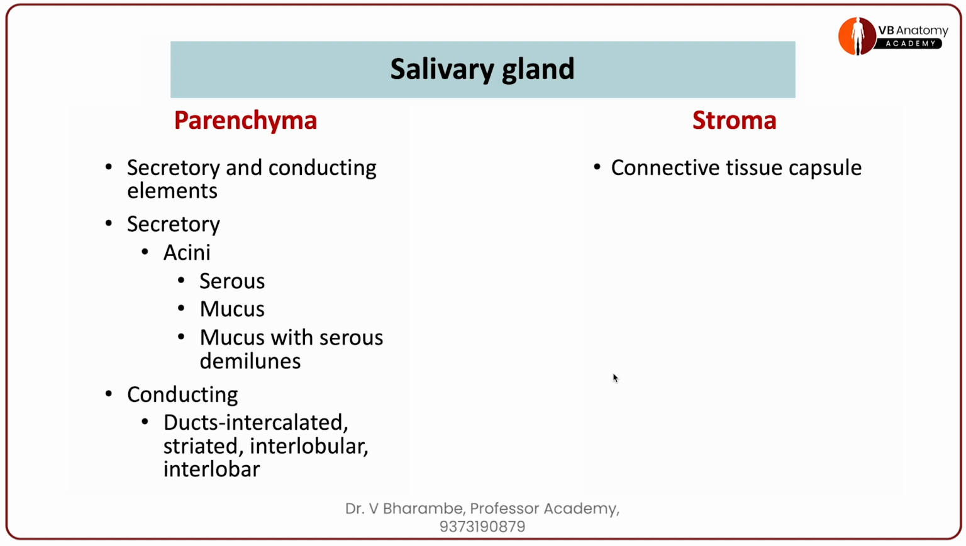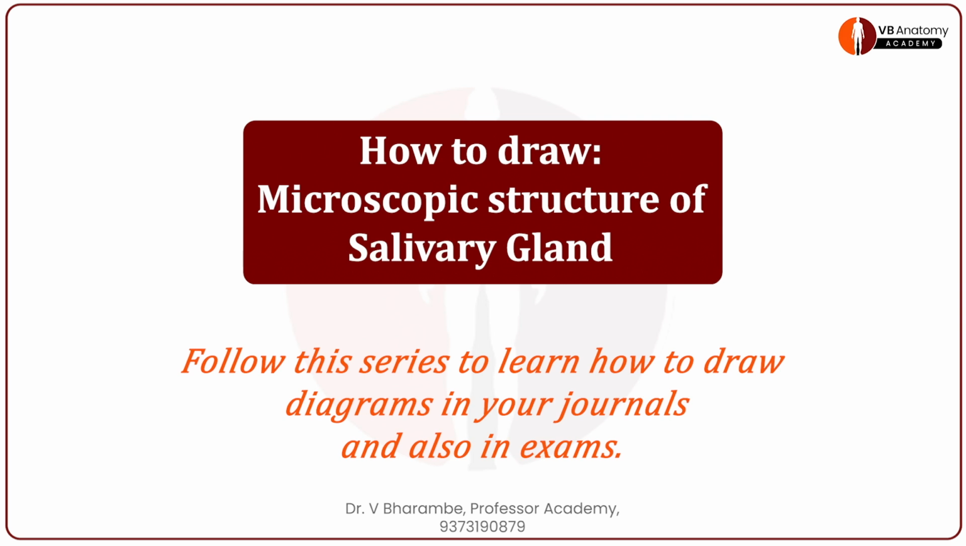What is stroma then? Stroma is that supporting capsule. So connective tissue capsule, connective tissue within the lobes, between the lobes, all this connective tissue becomes the stroma. So when we draw salivary gland, we draw each of these elements. Let's begin the process of drawing by first drawing a serous cell and a serous acinus.